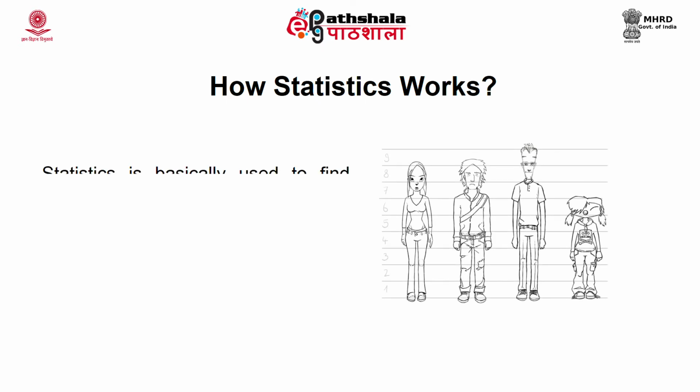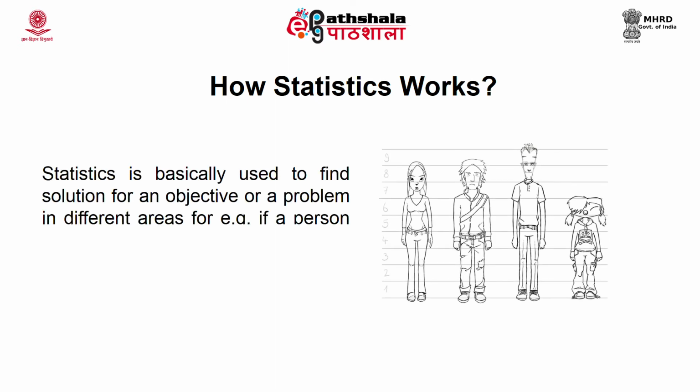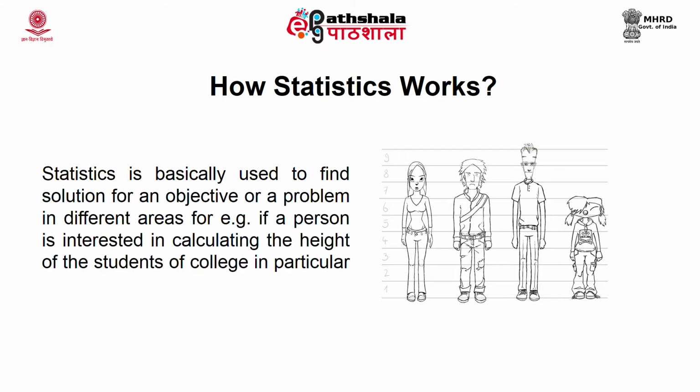Statistics is basically used to find a solution for an objective or a problem in different areas. For example, if a person is interested in calculating the height of the students of a college in a particular region of a state for a study. Now, as we are aware, the height of students is not the same. That means all the students have different heights, and we want to see what the average height of students in a college is. So we generally consider the mean as the best measure to find the average height of students in a college.